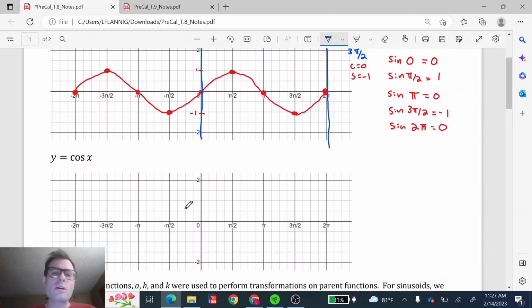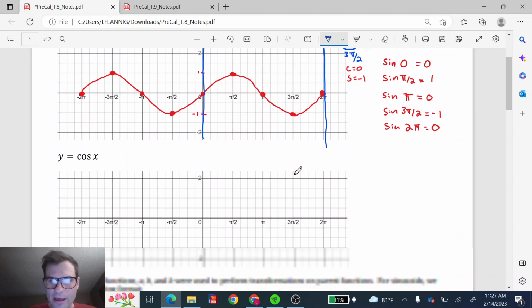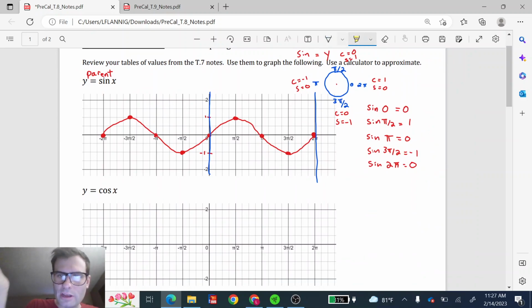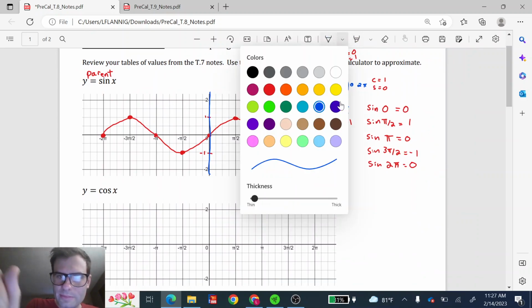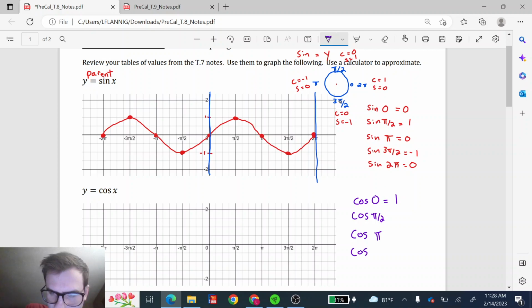Now the cosine, we're going to do a very similar thing where we look at our blue circle right here. Just going to choose different colors so we can see the difference. Choose purple. So we're going to use that, and we're going to say, okay, what's the cosine of 0? Well, we saw the cosine of 0 be 1, the cosine of pi over 2, the cosine of pi, the cosine of 3 pi over 2, and the cosine of 2 pi.